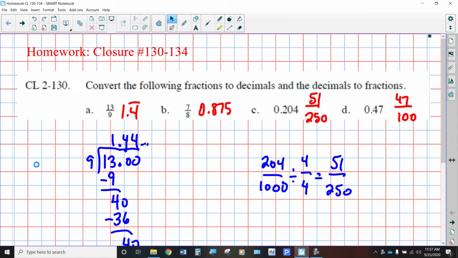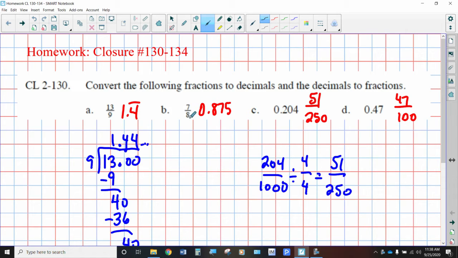All right, let's take a look at our closure homework in preparation for the chapter 2 test number 1. We want to be experts at going back and forth between fractions and decimals. So remember, when you're starting with a fraction, to convert it to a decimal, you do the division. So 13 divided by 9 ends up giving you a repeating decimal of 1.4 repeated.